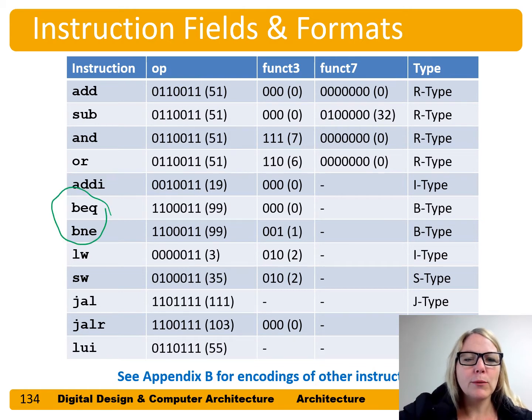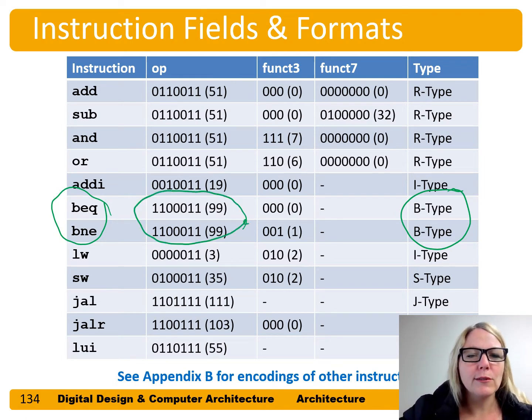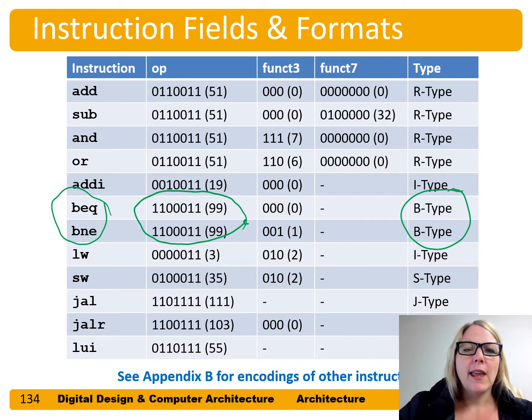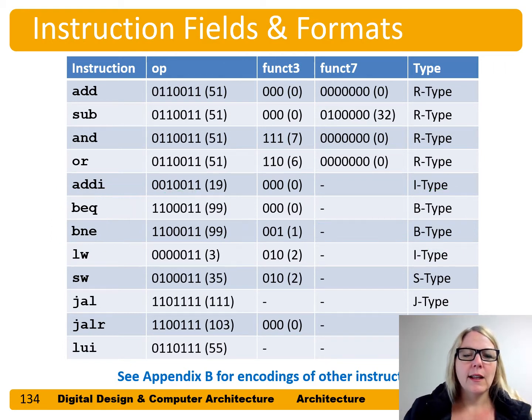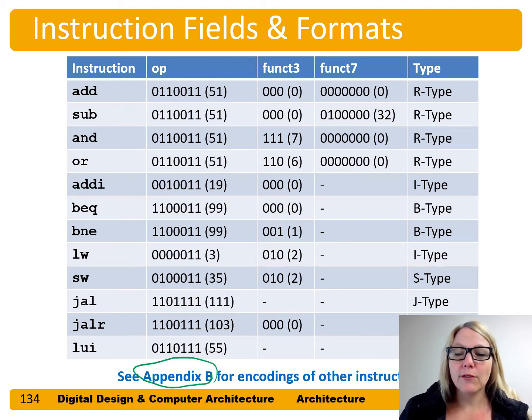Branch if equal and branch not equal are both B-type instructions, and their opcode is 99, or in binary 1100011, and they only differ in their func3 field. So func3 is 0 for branch if equal, and 1 for branch if not equal, and so on for these various instructions. And you can refer to Appendix B for encodings for other RISC-V instructions.